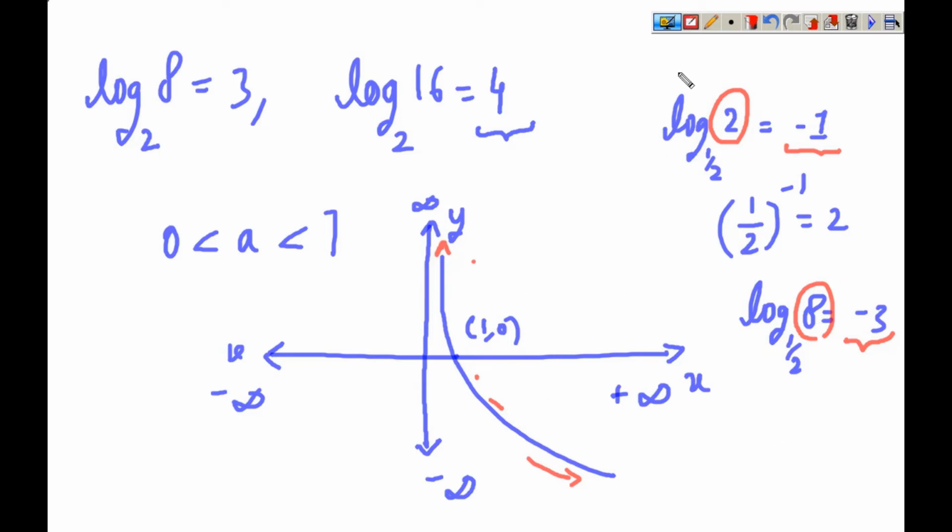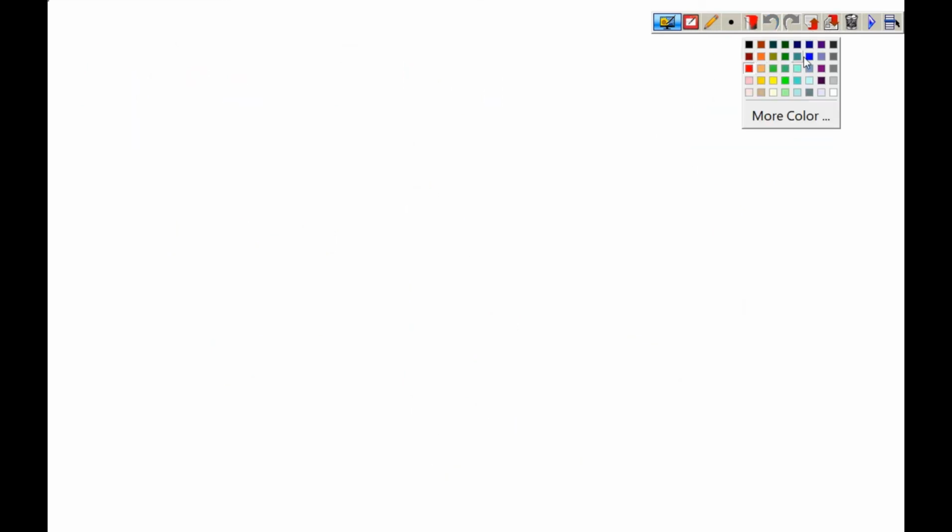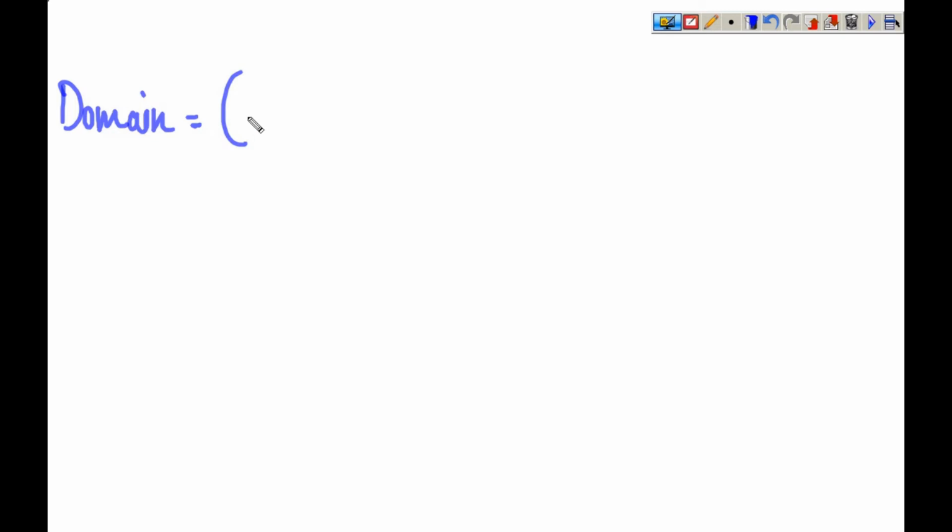So now we can say that the domain of log is 0 till infinity, but not including 0. That's why I've kept it in open brackets. The domain means the range of inputs that I can give as values of x. So we can only give positive values of x. Therefore the domain is 0 till infinity.